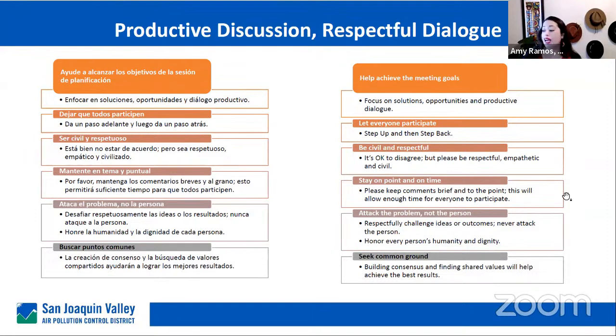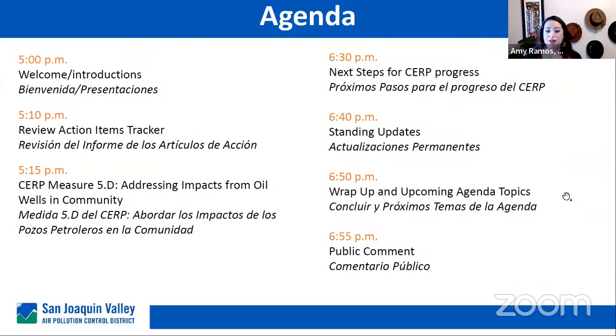All right, and for today's agenda, as you can see here, we're swiftly moving through the agenda items, and we're going to start off today by reviewing some action items. Then the major chunk of today's meeting is the CERT measure 5D, which is addressing impacts from oil wells in the community. This is going to be really the center of today's dialogue, so we do expect folks to have a lot of questions. And then we're going to talk about some of the next steps on CERT progress. And then, of course, as always, we allocate time for general updates. We call these standing updates, the time for the CSC to get updates from all of the agencies that are working on things that impact the AB 617 boundary for the Arvin Lamont community.